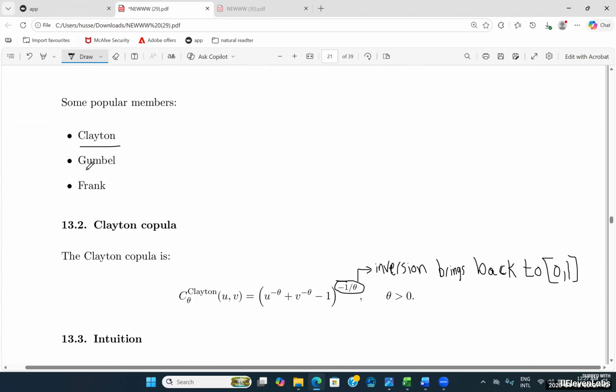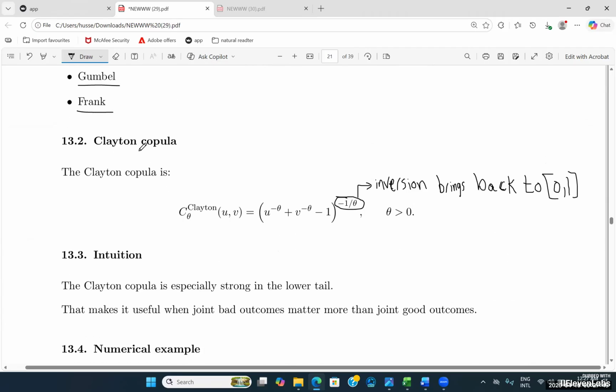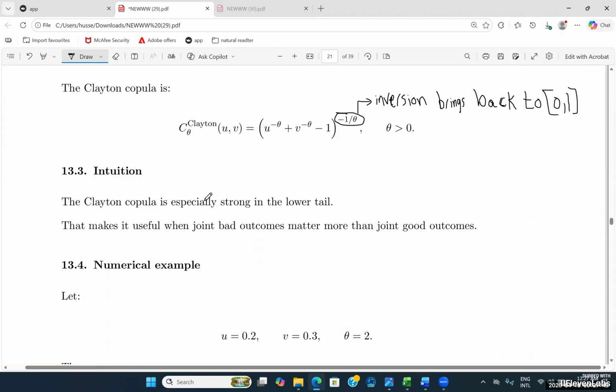We currently utilize 3 distinct versions of the Archimedean copula. Specifically, these include the well-known Clayton, Gumbel, and Frank models. The Clayton copula in particular focuses more on lower tail characteristics. It demonstrates a much stronger performance and relevance within that region.